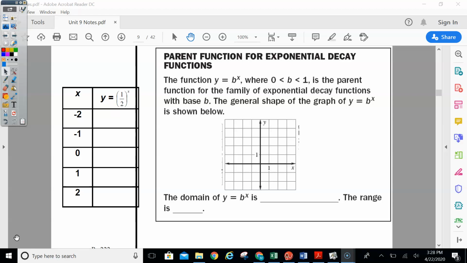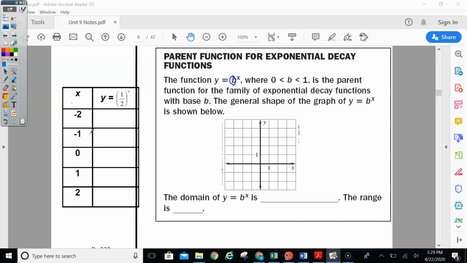Alright, so the next few graphs are going to be decay graphs. So remember, for decay graphs, the base has to be a fraction between 1 and 0. These bases are never going to be negatives. I'll talk about what a negative base does, but negative bases aren't going to look like this.